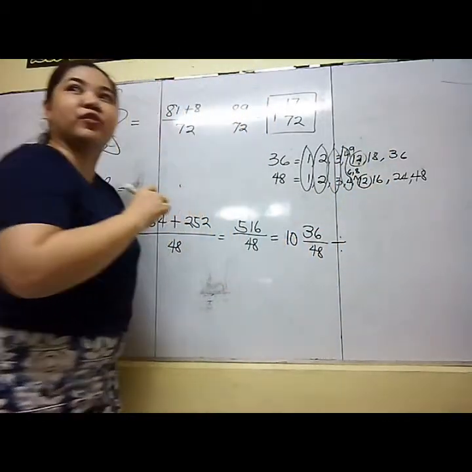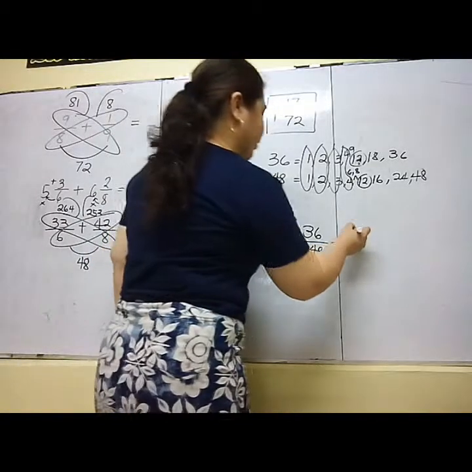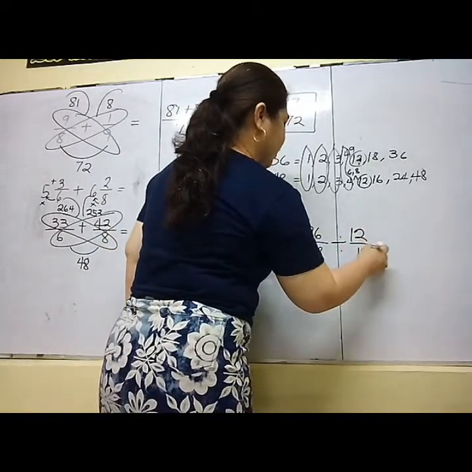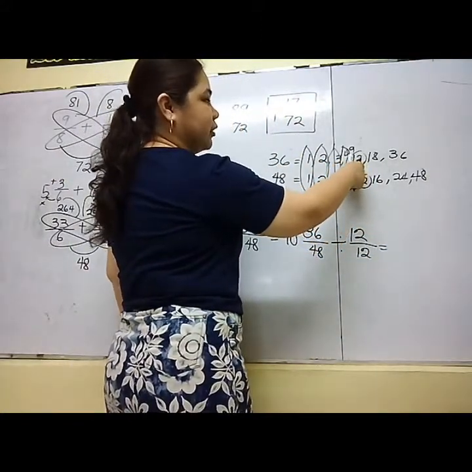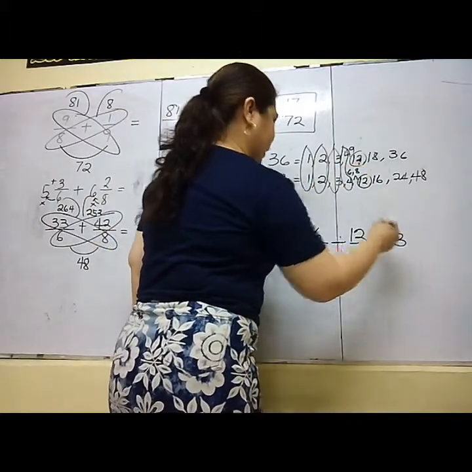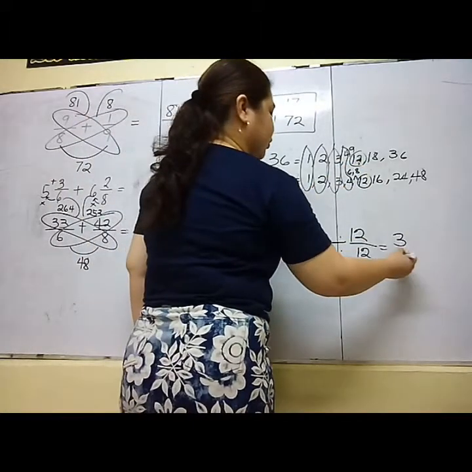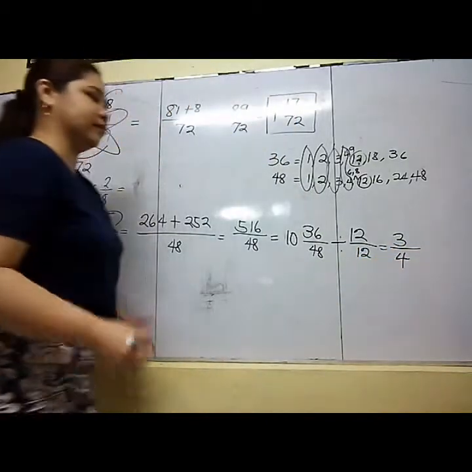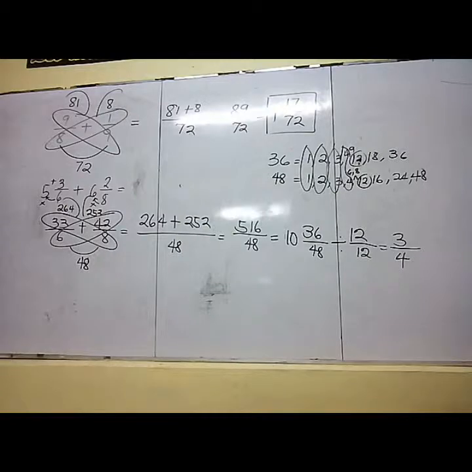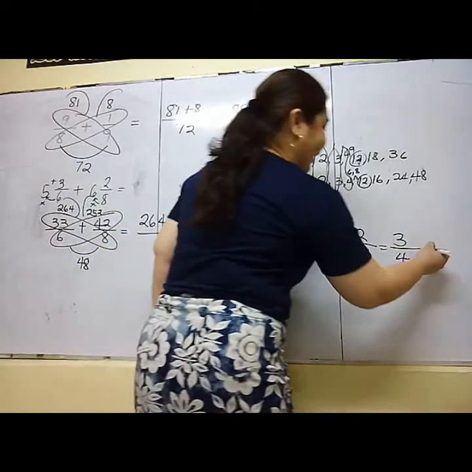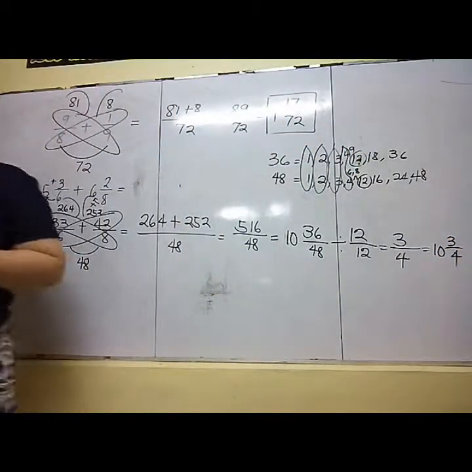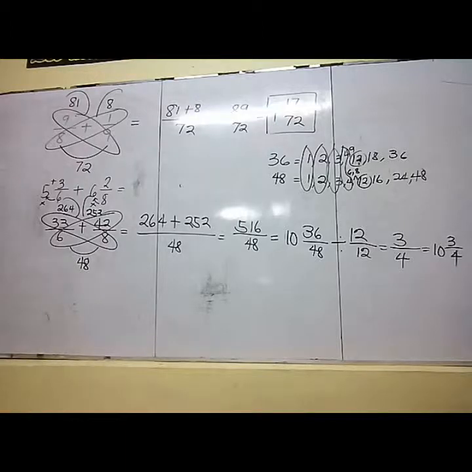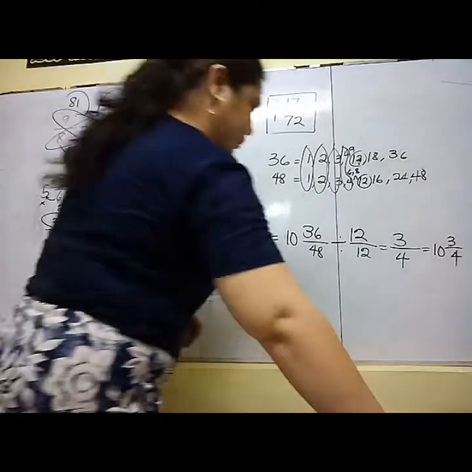So, ano pinakamalaki? Dahil greatest common factor, 12. So, we divide this by 12. 36 divided by 12? 3. 48 divided by 12? 4. Okay? Nakuha ba? So, ang answer natin ay 10 and 3 over 4. Any questions? Sigurado kayo? Isa pa ha?